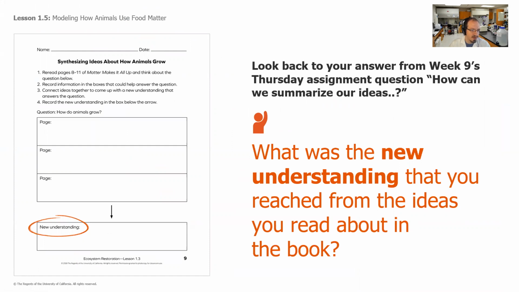A few ideas you might have had were things like animals can't grow without eating food. Animals have to add new matter to make their bodies bigger and to replace broken parts. So this understanding that you wrote is based on just one source, which is the book. However, you don't use ideas from just one source when we're trying to understand something. We try to bring in information from a bunch of different sources to make sure that it stands up.